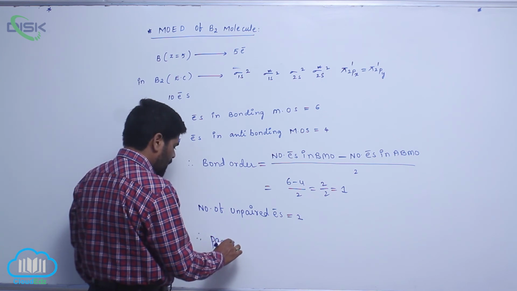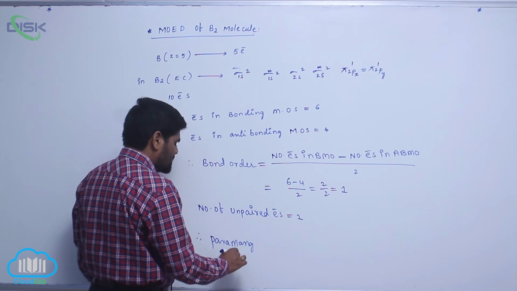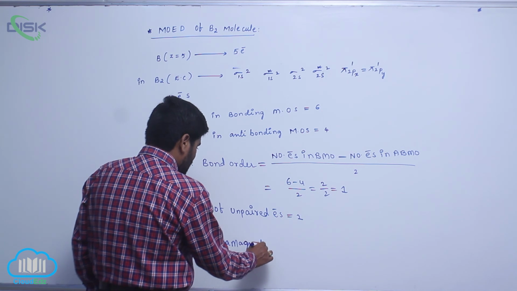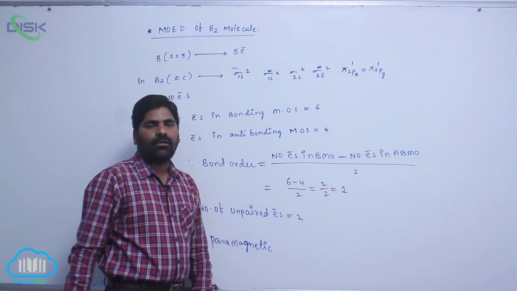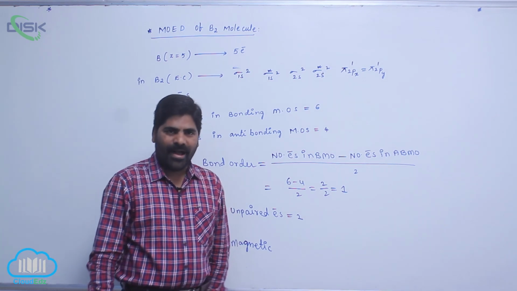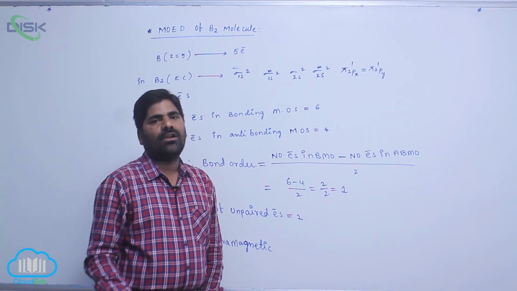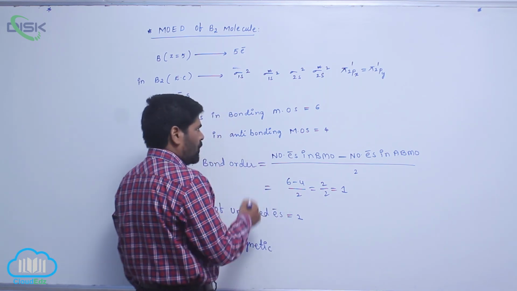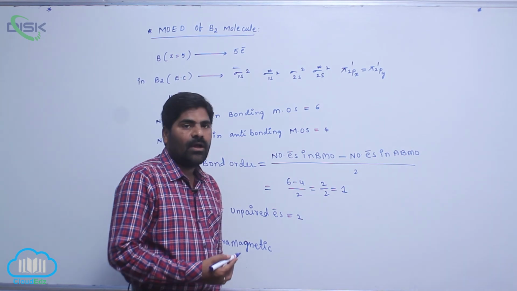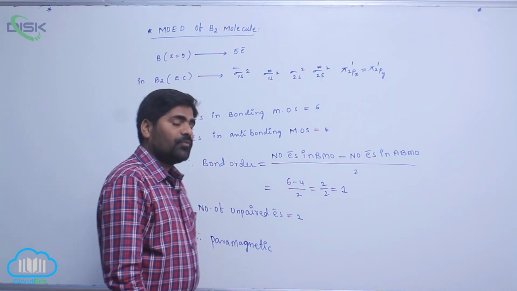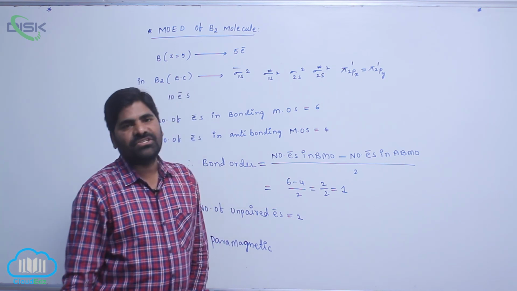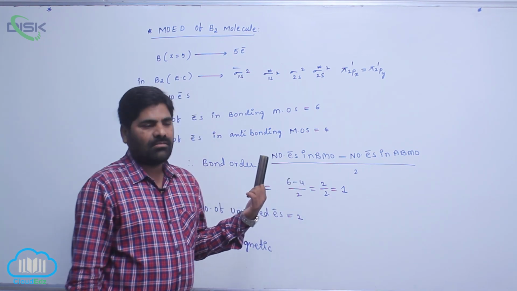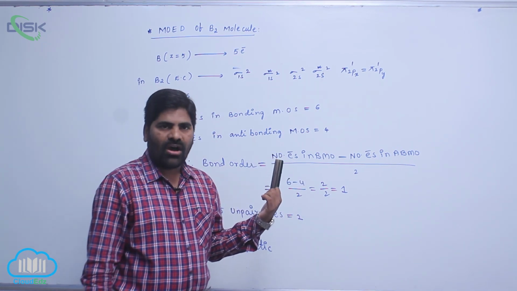Paramagnetic. Means if any substance contains unpaired electrons, it is easily attracted by magnetic field. Such substances are known as paramagnetic substances. So therefore B2 molecule can act as which one? Paramagnetic substance. So therefore the paramagnetic nature of B2 molecule is clearly explained by molecular orbital theory. Which theory? Molecular orbital theory.